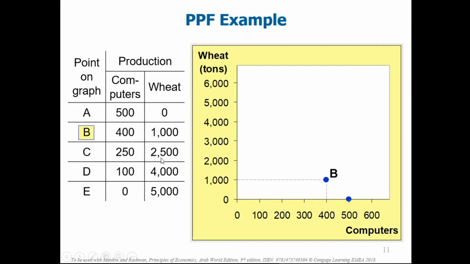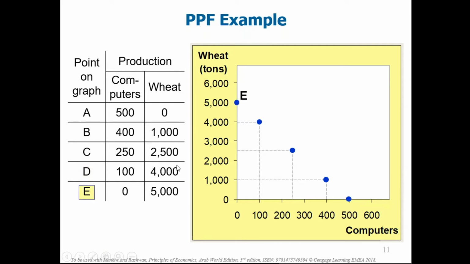So what we are doing right now, we are just putting all the numbers in a graph. The next one, C, we want to produce 250 computers and 2,500. So this is 250 and this is 2,500. The next one, D, here we want to produce 4,000 tons of wheat and we have 100 computers.